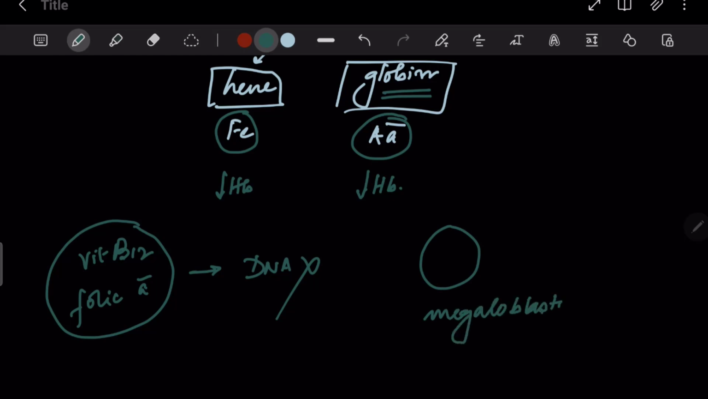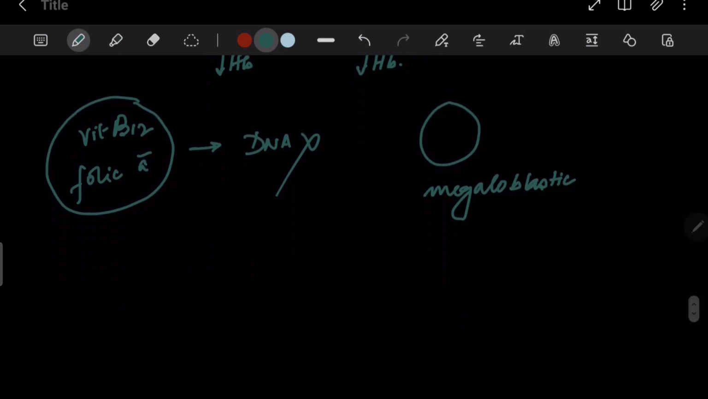We will discuss megaloblastic anemia separately in the anemia video, but this is the basic concept of the occurrence of megaloblastic anemia. Now there are some other factors such as vitamin B1, B2, B6, and some minerals like copper, cobalt, zinc. These also control the formation of RBCs, that is the process of erythropoiesis.